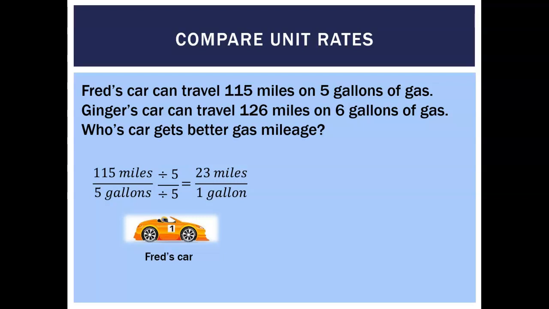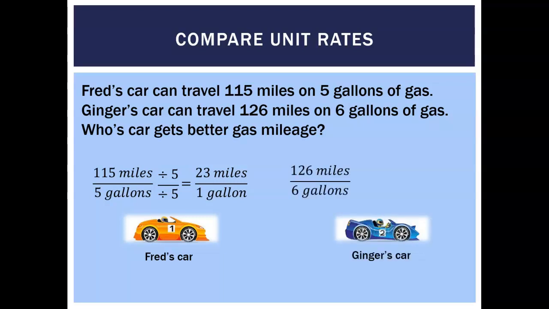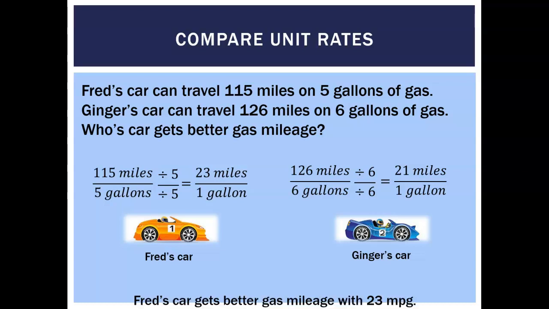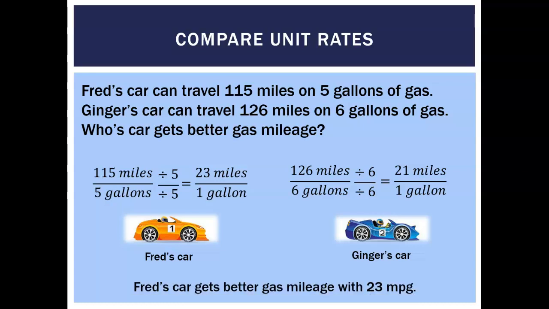Next, we will do the same for Ginger's car. We will start with the given rate of 126 miles on 6 gallons of gas. Next, we will have to divide by 6 to get a denominator of 1, or 1 gallon. 126 divided by 6 equals 21 miles per gallon. Next, we compare the two unit rates. Fred's car gets 23 miles per gallon, while Ginger's car gets 21 miles per gallon. Therefore, Fred's car gets better gas mileage with 23 miles per gallon.